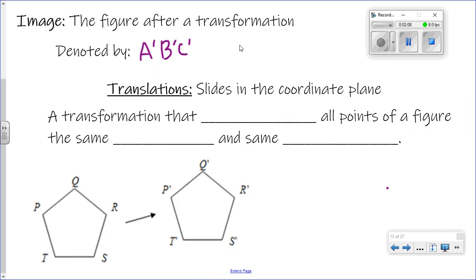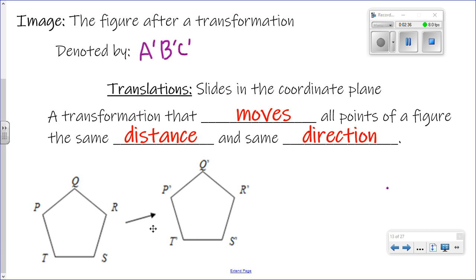So now, what is a translation? Remember that a translation is a slide in the coordinate plane. We're just going to pick the figure up and kind of shift it up, down, left, right, or some combination of all of those. Okay, so a translation is a transformation that moves all points of a figure the same distance and in the same direction. So in doing this, the size of the image doesn't change.